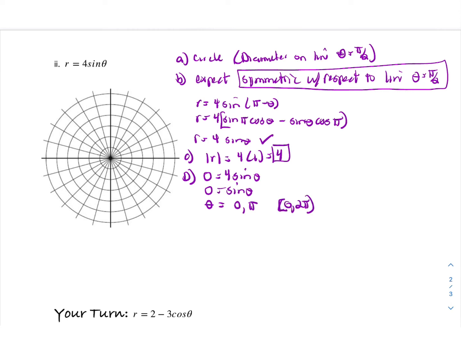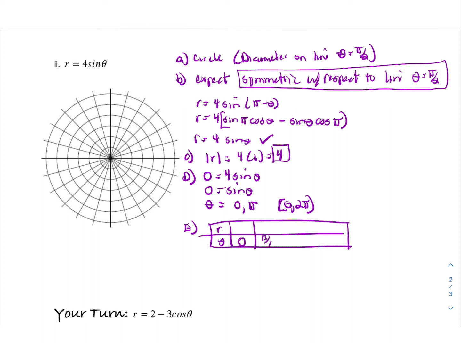So I'm going to make a table of values for part E, starting at 0 and going up. Well, I could go up to pi, but because of that symmetry with respect to the line pi over 2, I'm going to go all the way up to pi over 2. And then I maybe can use my symmetry to graph the rest. So I'm going to just use 0, pi over 6, pi over 4, pi over 3, and pi over 2. Okay, so I already know that 0 is 0.